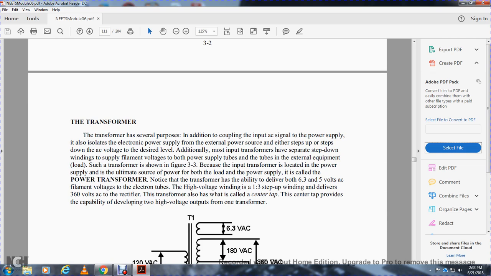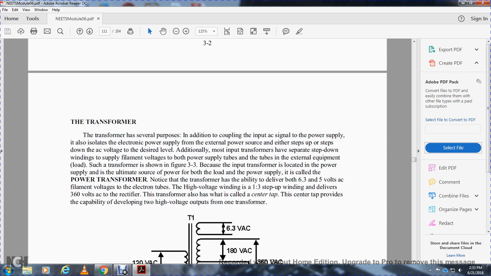The transformer has several purposes. In addition to coupling the AC signal with the power supply, it also isolates the electronic power supply from the external power source, and either steps up or steps down the AC voltage to the desired level. Additional step-down windings in the input transformer will supply filament voltage for both the power supply and the tubes in external equipment.